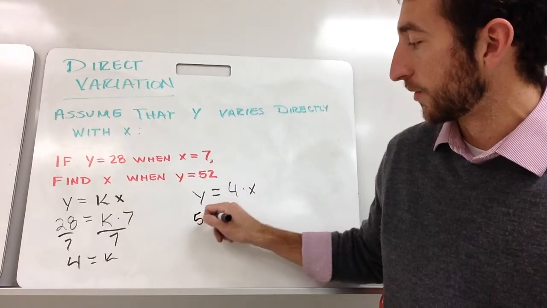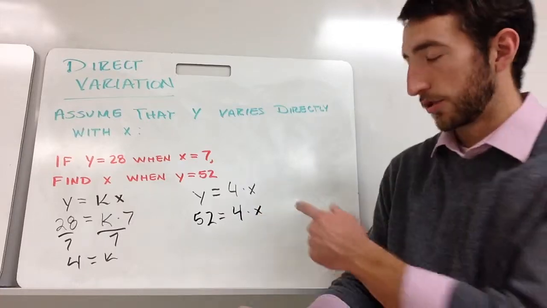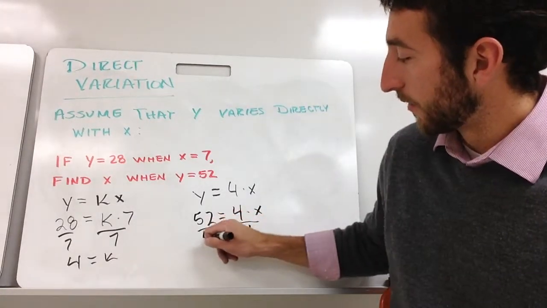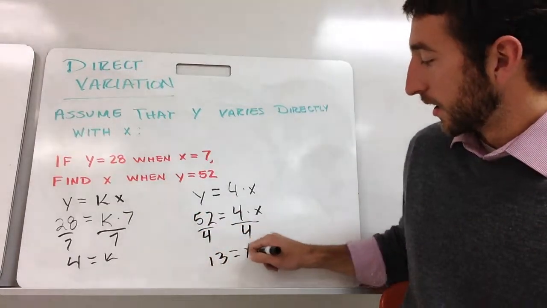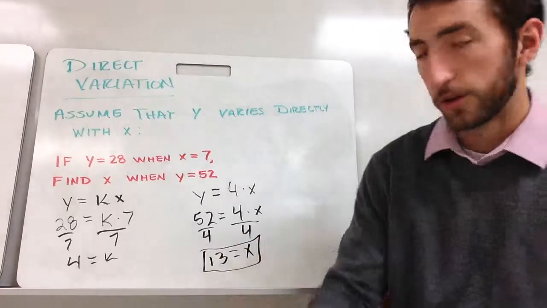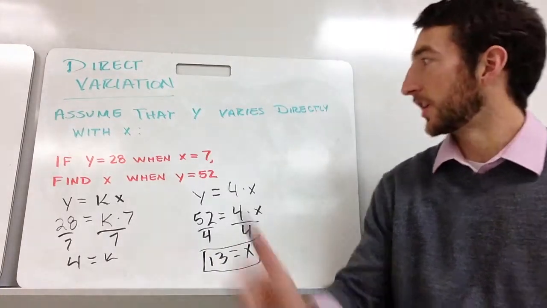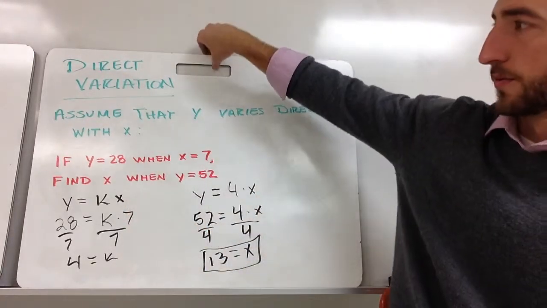So now I can use this equation to figure out this relationship. So I know that y is equal to 52. Sub that in. 52 equals 4 times x. I don't know what x is, but that's what I need to solve for. So divide by 4, divide by 4. So 52 divided by 4 is 13. So x is equal to 13. All right, so that's that type of question. Anytime you see varies directly, you're always going to start with this equation.